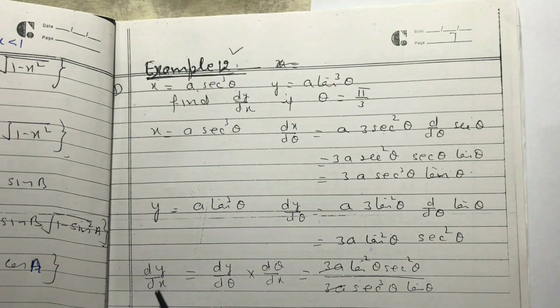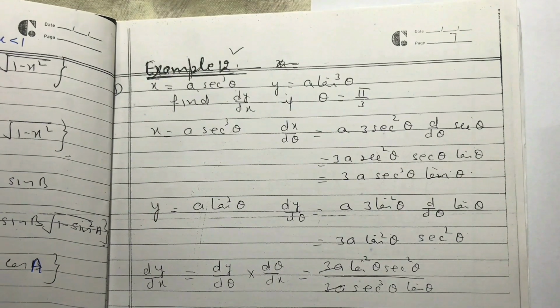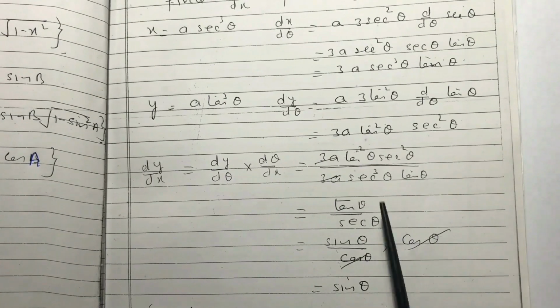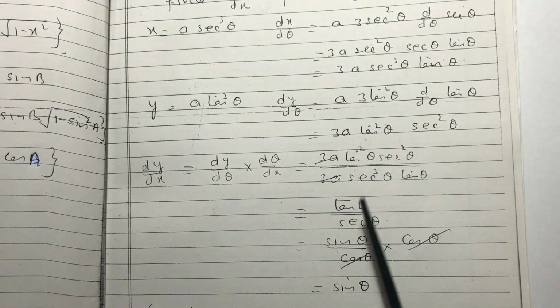Now I am to find dy by dx. That is equal to dy by d theta multiplied by d theta by dx. dy by d theta is 3a tan square theta sec square theta, and d theta by dx is equal to the reciprocal of this. So this is equal to 1 by 3a sec cube theta and tan theta. Now 3a is cancelled, and after cutting the number you are left with tan theta upon sec theta. So this is equal to sin theta by cos theta into cos theta. So that is equal to sin theta.